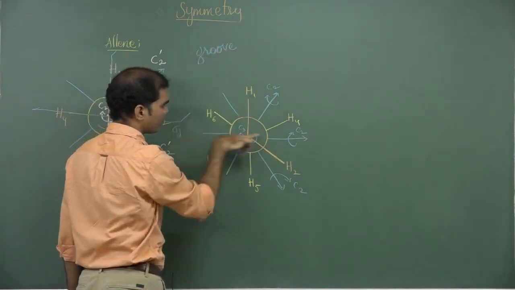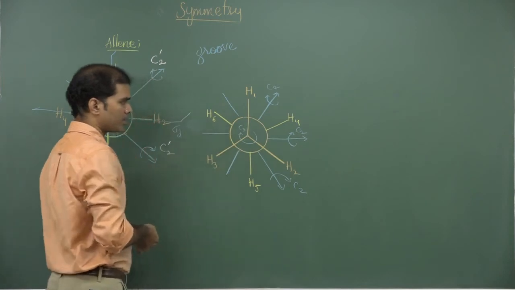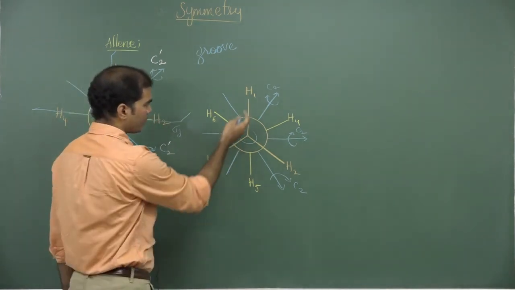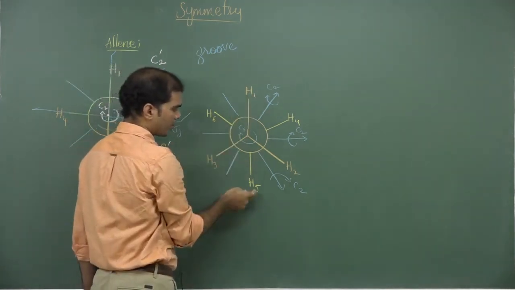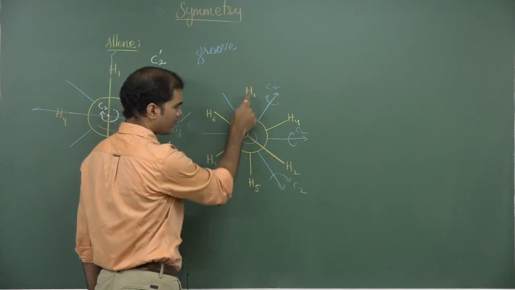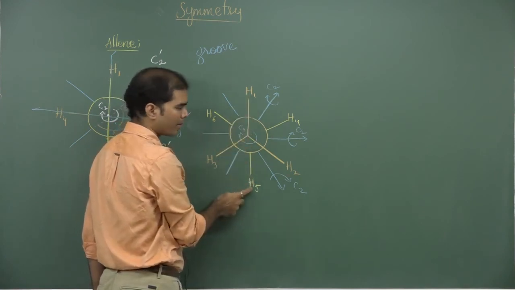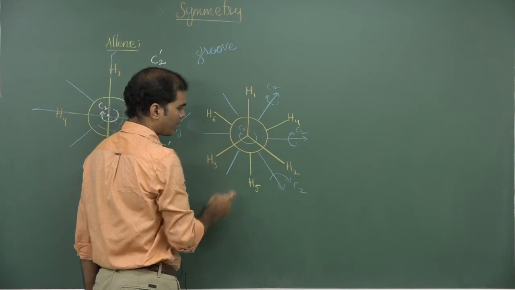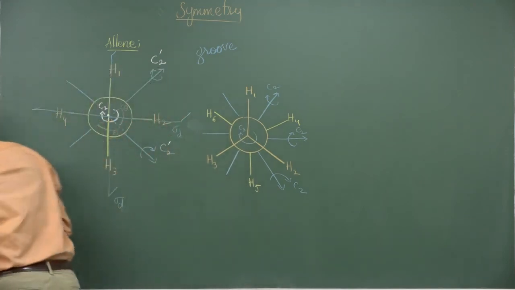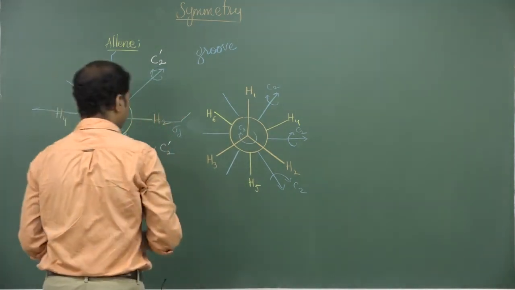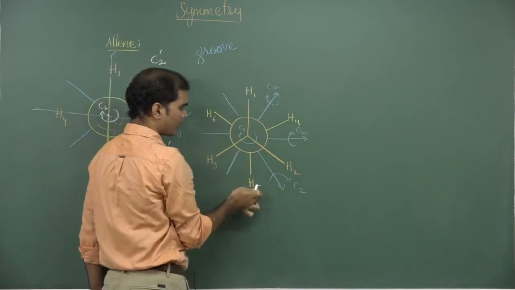From the opposite grooves, C2 will pass. This is an atom, this is an atom. If I don't put that atom, this will be just like a corner. From the opposite corners, sigma d will pass. If this is a corner, opposite is this.